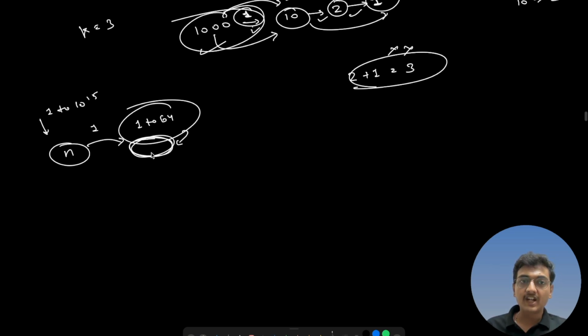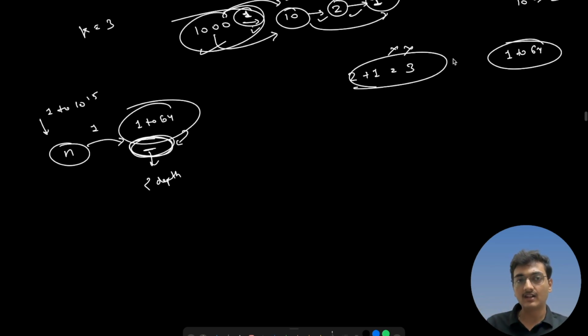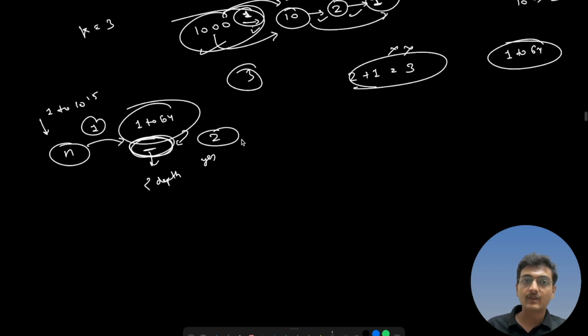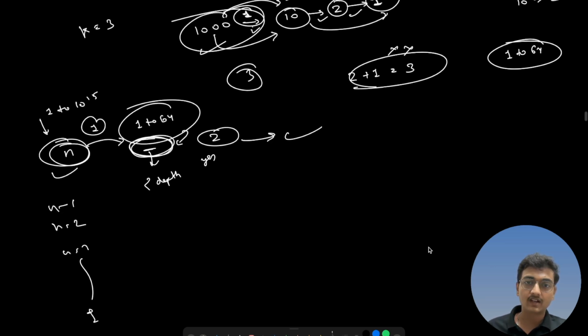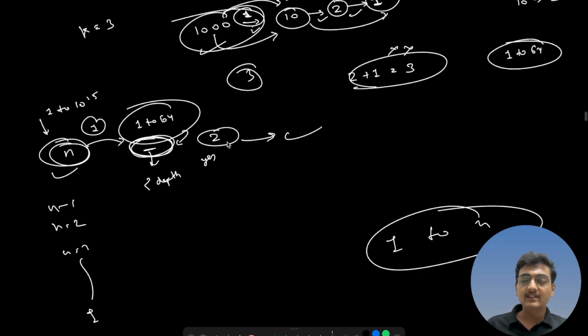So we will just precompute, for each number, what its depth is. I have calculated depth for 1 to 64 in advance. I will just quickly check whether this depth satisfies the condition. If yes, say this depth is 2 and here is 1, and this becomes 3, so I can quickly get my answer. Okay, yes, this number can satisfy. Now check n minus 1, check n minus 2, check n minus 3, till 1. We have to calculate from 1 to n every time, right? I think this part is clear to you.